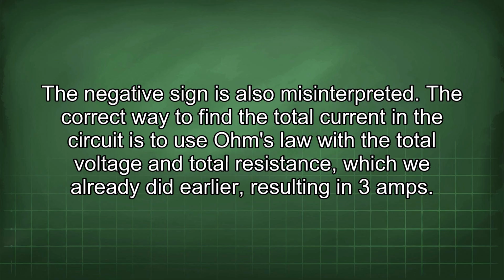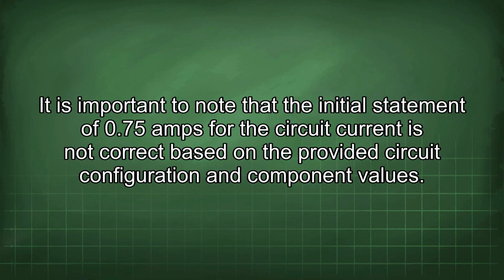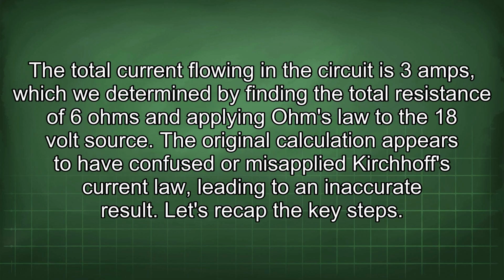The correct way to find the total current in the circuit is to use Ohm's law with the total voltage and total resistance, which we already did earlier, resulting in 3 amps. It is important to note that the initial statement of 0.75 amps of the circuit current is not correct based on the provided circuit configuration and component values. The total current flowing in the circuit is 3 amps, which we determined by finding the total resistance of 6 ohms and applying Ohm's law to the 18-volt source. The original calculation appears to have confused or misapplied Kirchhoff's current law, leading to an inaccurate result.